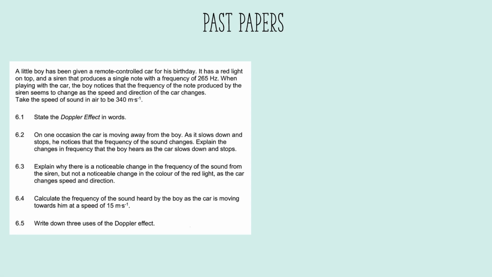Moving on to past papers so you can get the hang of the questions. A little boy has been given a remote control car for his birthday. It has a red light on top and a siren that produces a single note with a frequency of 265. When playing with the car, the boy notices that the frequency of the note produced by the siren seems to change as the speed and direction of the car changes. Take the speed of sound in air as 340.